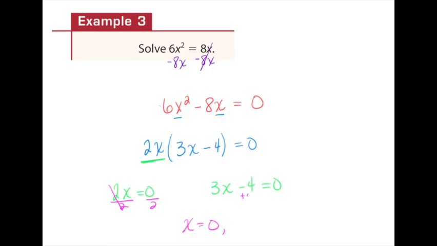On the other side, add your 4, and then divide by your 3. So it can also equal 4/3. These would be my two answers here, 0 and 4/3.